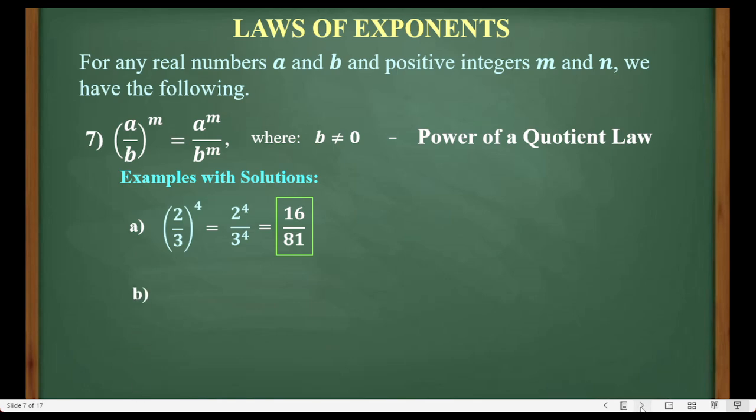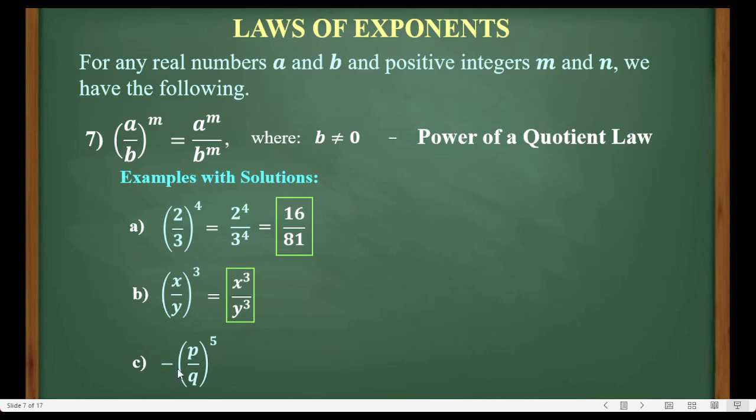Next, letter B. About quantity x over y cubed raised to the 3rd power. This is simply x cubed over y cubed. And this is your answer. Next, about this one. Negative of quantity p over q raised to the 5th power.